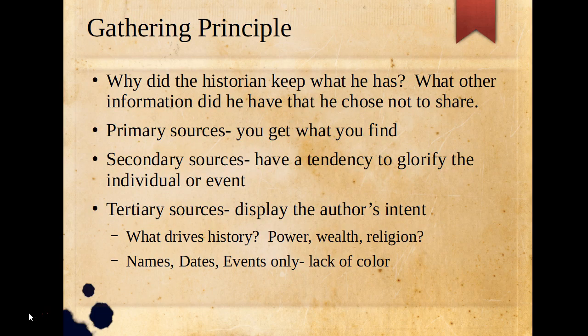So the author has a gathering principle. Why did the historian keep what he kept, and why did he not share something else? So with primary sources, you get what you find, usually. So you're excited every time you find anything that's written in George Washington's handwriting, right? Or has the imprint or seal of a Hezekiah. So primary sources, you get what you find and you're excited and you're trying to put that into the puzzle.